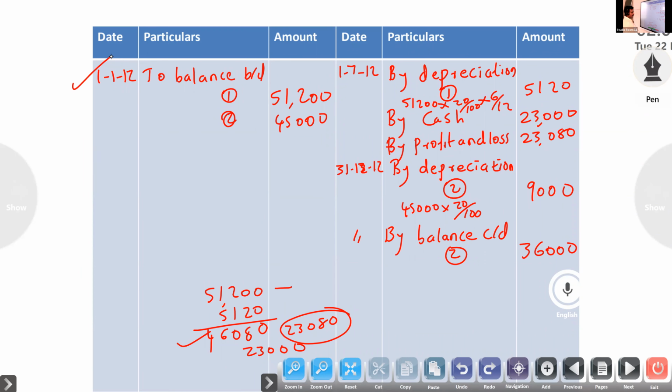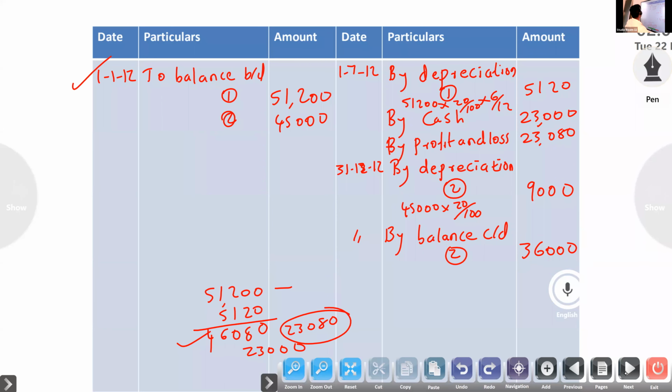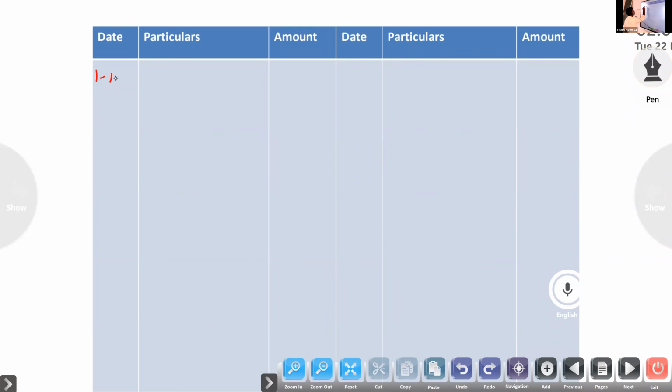Next, one more year, no? Four years. 1, 2, 3. One more year. 1/1/2013, to balance b/d. Now only 2. Second one, 36,000. 36,000.